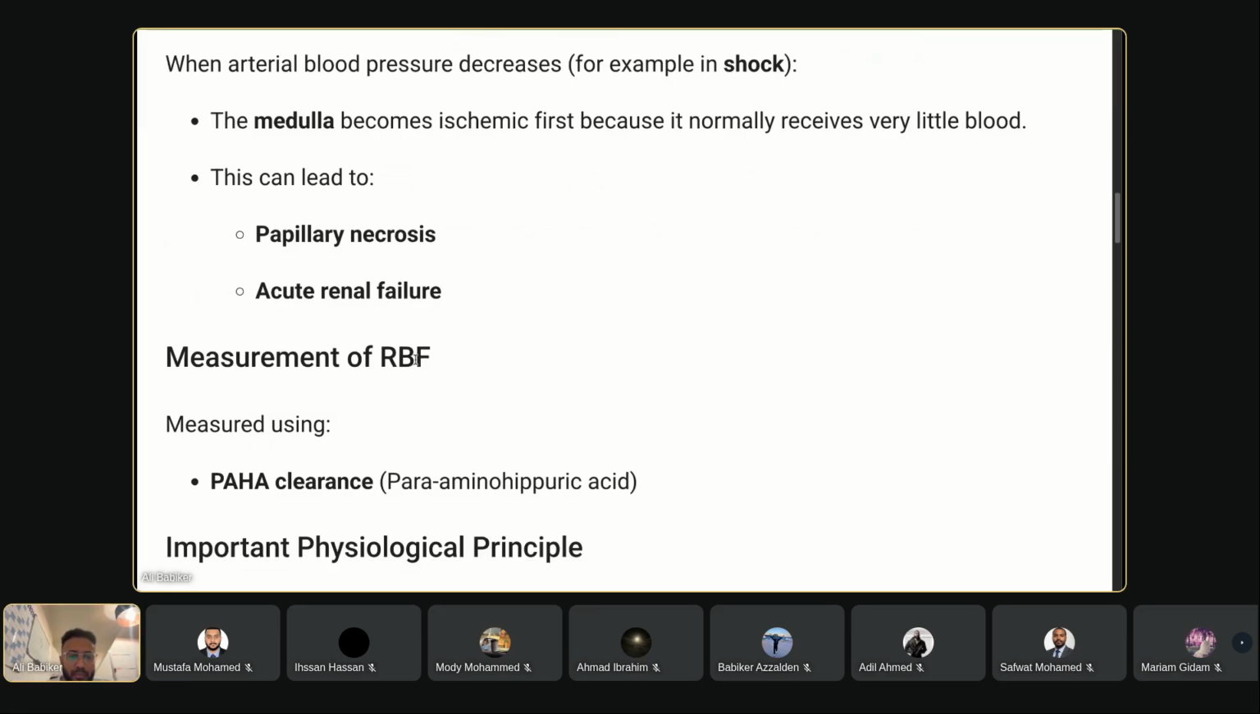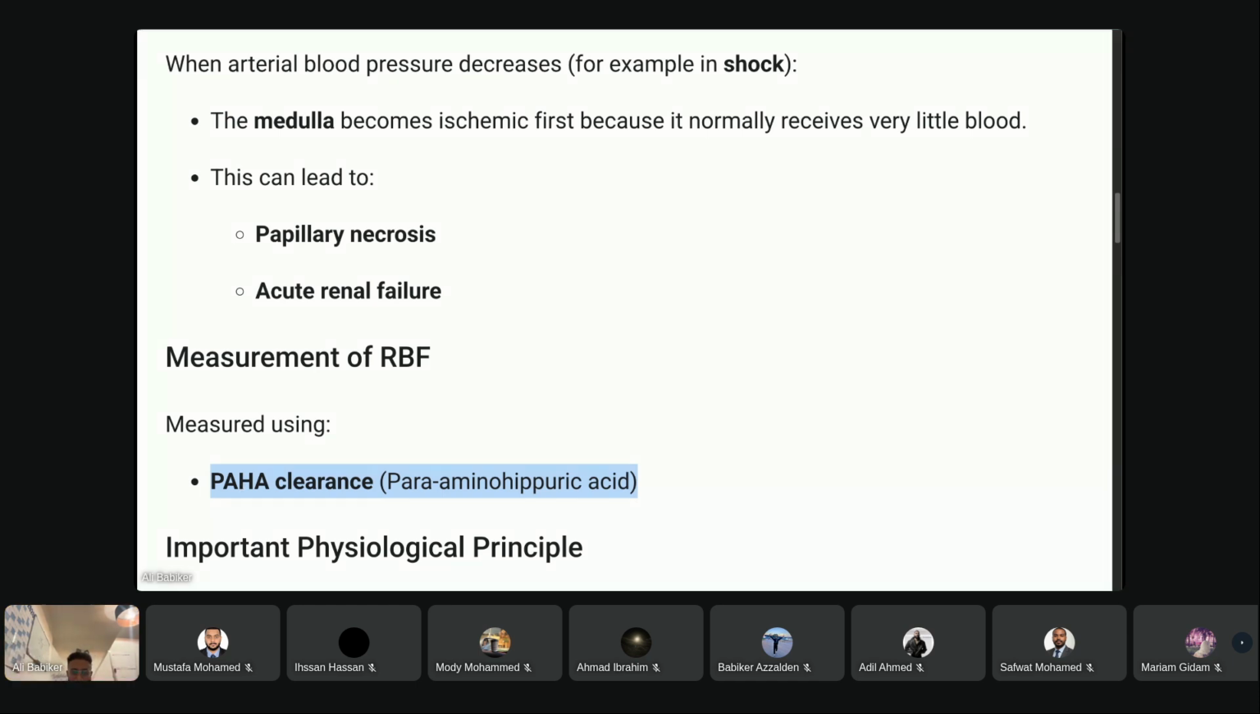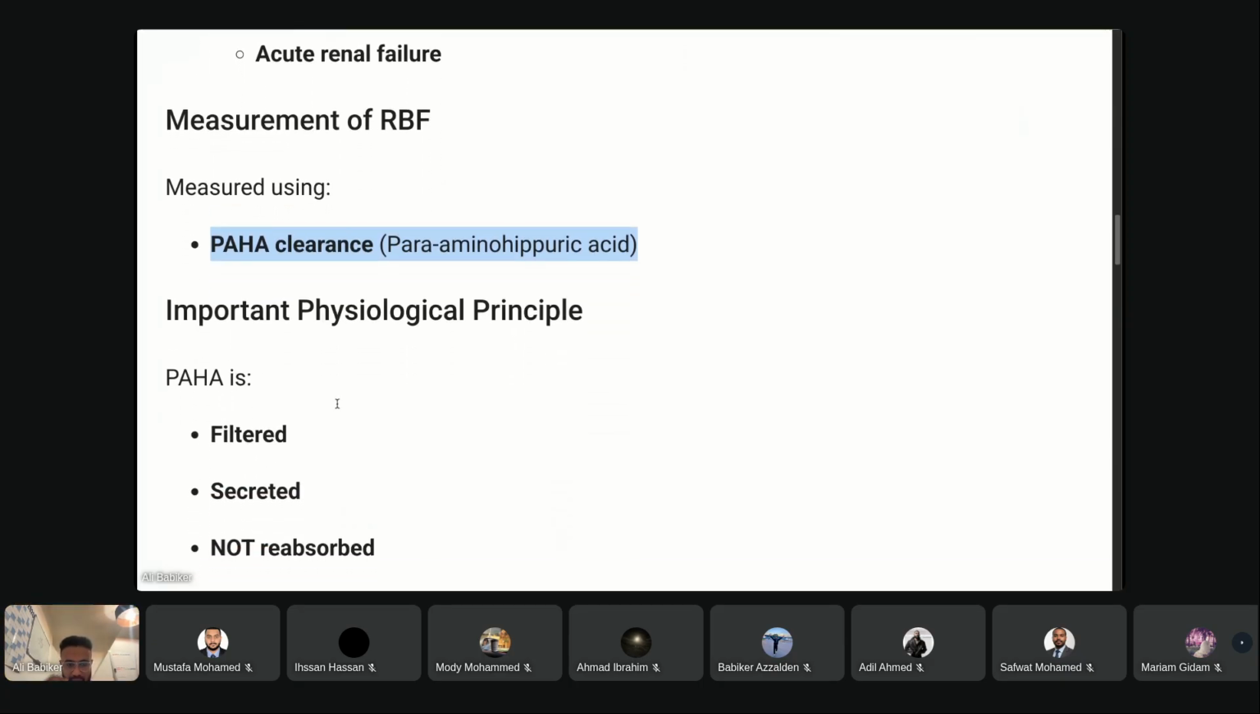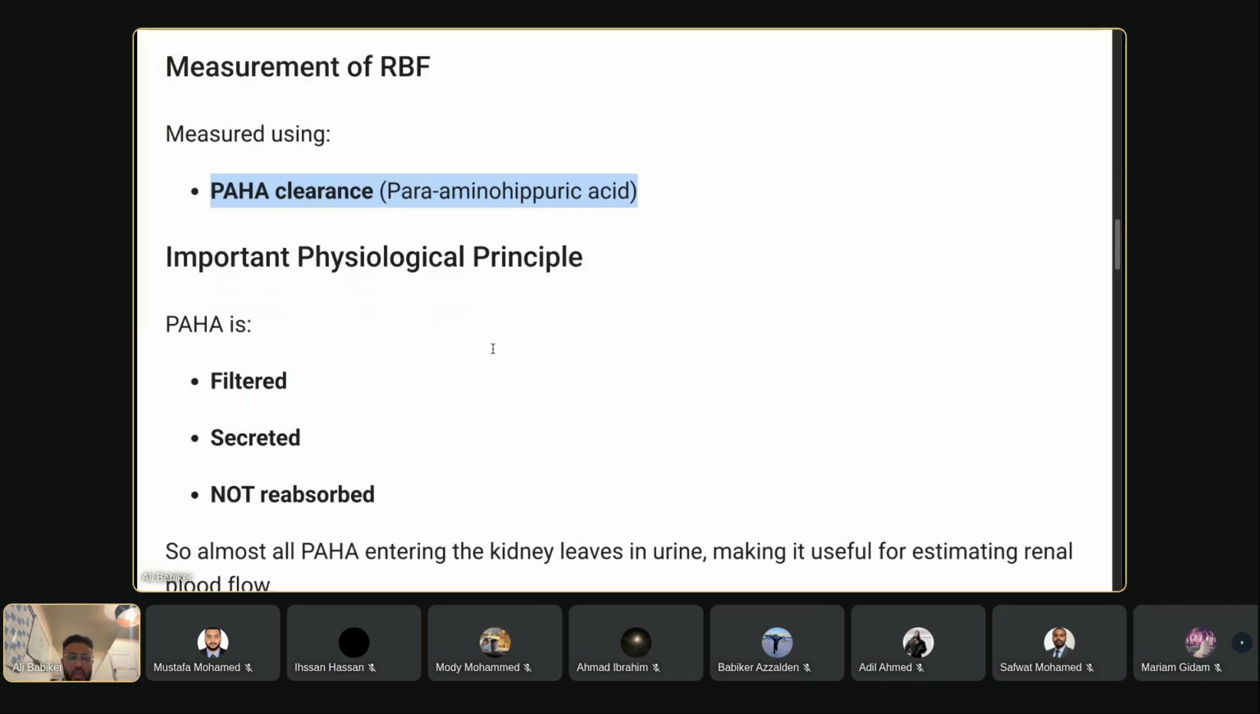All right, how do we measure the renal blood flow? We measure the renal blood flow using Para-Aminohippuric Acid, PAH. This is very important for your exam. Para-Aminohippuric Acid is filtered from the glomerulus, and it is also secreted by the tubules. However, it is not reabsorbed, and that's why we use it.